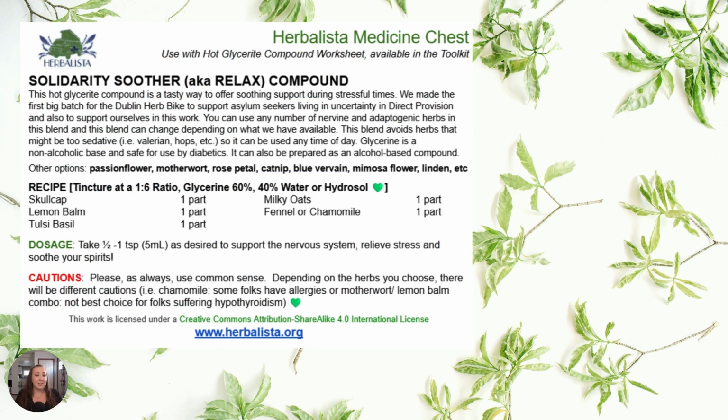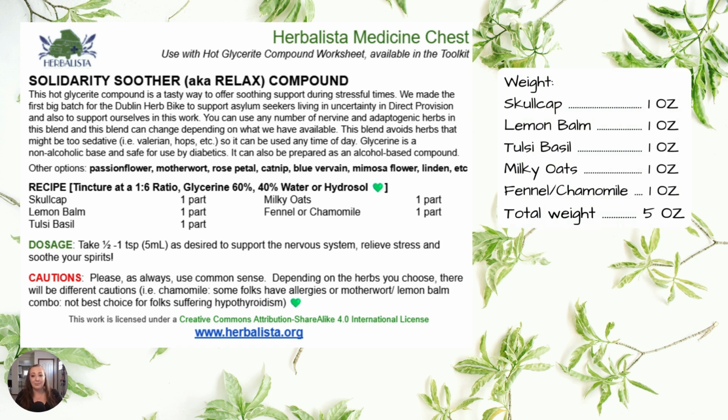This is for a solitary soother or relax compound. So this is again tinctured at a 1:6 ratio with glycerin at 60% and water or hydrosol at 40%. So let's figure out how many herbs we need first. You may have guessed it by now. So skullcap, we're going to use 1 ounce. Lemon balm, 1 ounce. Tulsi basil, 1 ounce. Milky oats, 1 ounce. And fennel or chamomile, 1 ounce. And this is going to be giving us a total weight of 5 ounces.